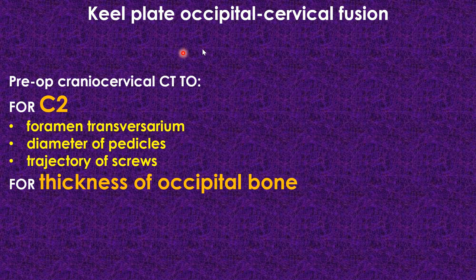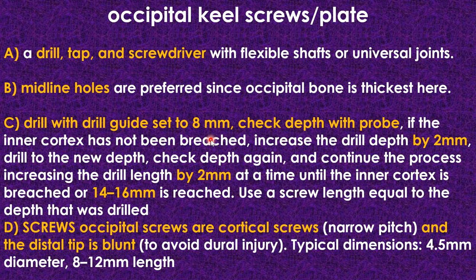The keel plate occipital cervical fusion is preceded by CT for both the occiput, to see the thickness of the occipital bone, and also for the cervical part, to check C2 and even C3 and others according to the level which will be subjected to fixation. The occipital keel screws and plates.